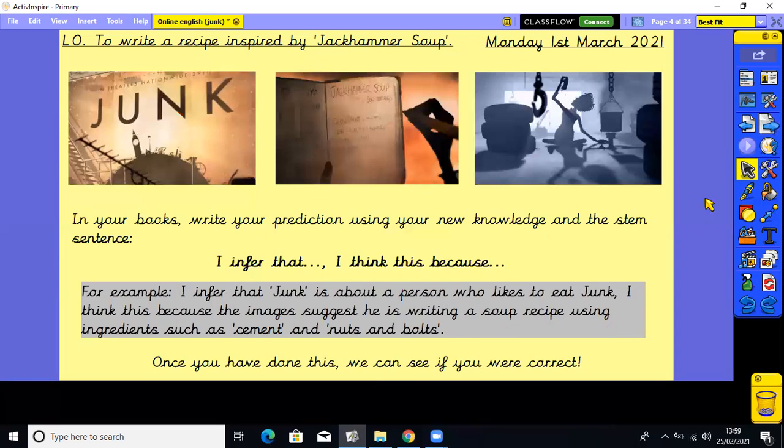Okay. So using your inference skills based on these images, I'd like you to write your prediction in your English books. I want you to use the stem sentence as always: I infer that... I think this because... For example, I've done a basic one underneath and it says, I infer that Junk is about a person who likes to eat junk. I think this because the images suggest he is writing a soup recipe using ingredients such as cement and nuts and bolts. So pause the video and write your inference, your prediction in your English books now for me, and then we'll watch the video and see if you were correct.